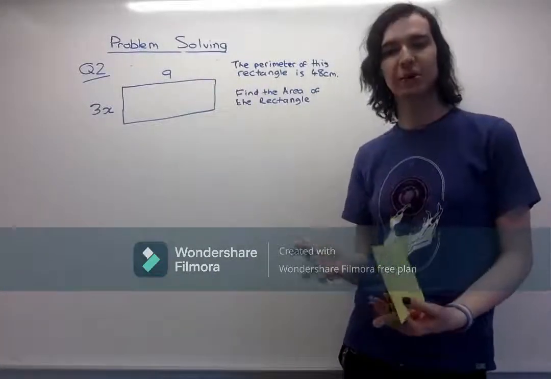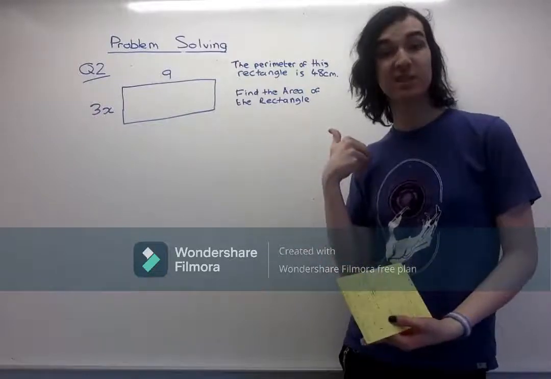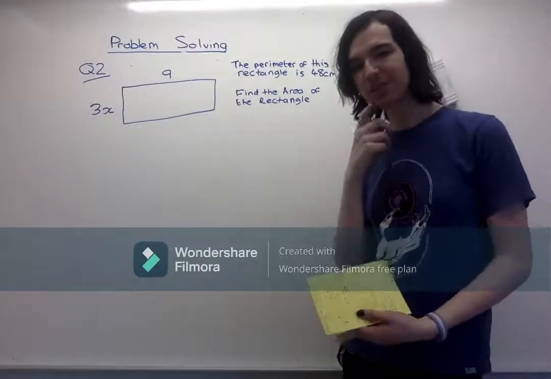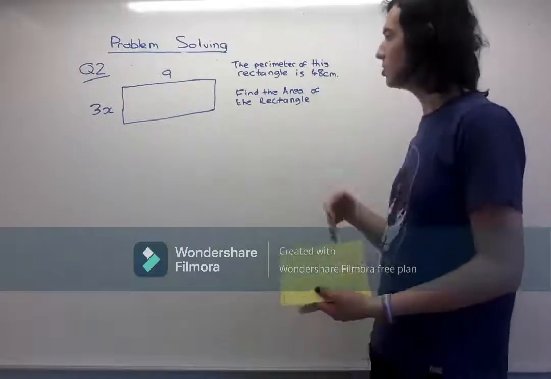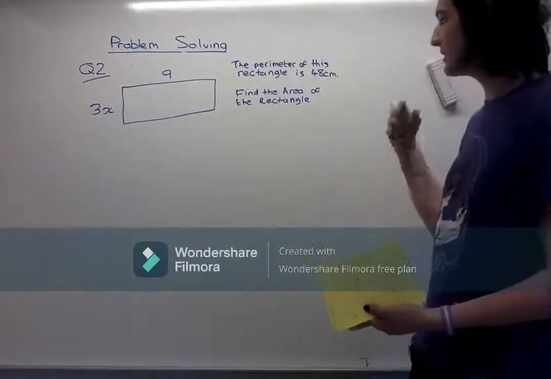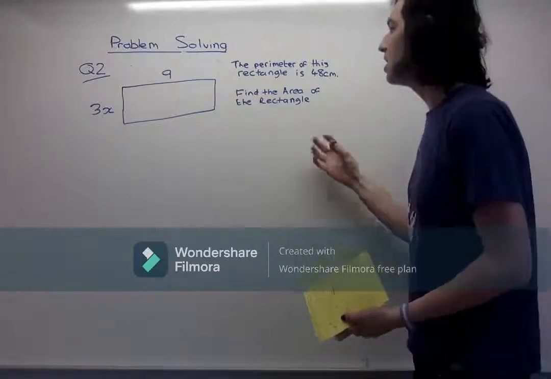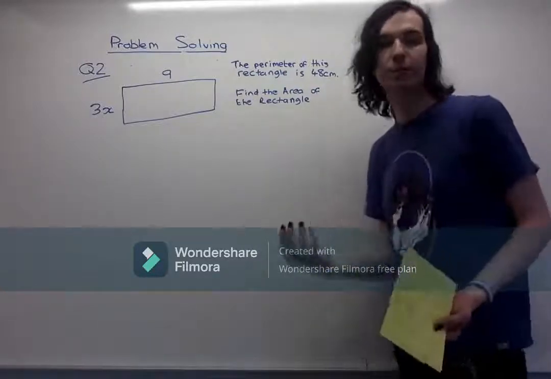Okay, we're now on to question 2. This time we're dealing with a rectangle, and we've spiced it up a little bit. You'll see the area makes an appearance right now. What we're told is the perimeter of this rectangle is 48 centimetres. We need to find the area of the rectangle.